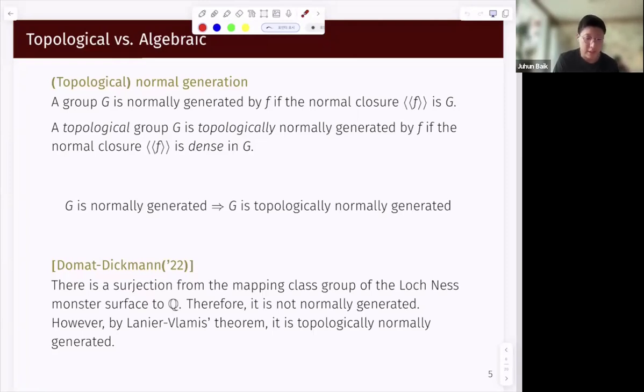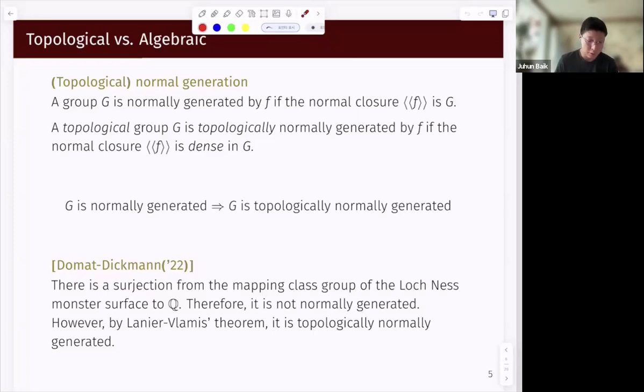So we are considering a topological group, and it is topologically normally generated by F if the normal closure, and then taking the closure, in this case the topological closure, is dense and then it is itself G. So if the normal closure of F is dense, then F is called a topological normal generator. By definition, if G is normally generated, then of course it is topologically normally generated. But the converse does not hold in general.